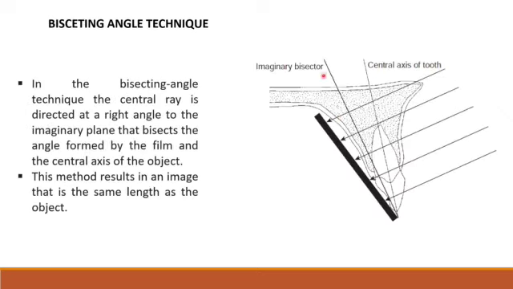Bisecting angle technique. This is the long axis of the teeth and this is the long axis of the image receptor. This forms an angle, and we need to draw an imaginary bisector in between the long axis of the teeth and the long axis of the image receptor, and the central beam is directed perpendicular to the image bisector. So this method results in an image that is the same length as that of the original object.